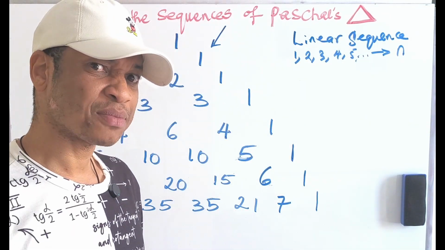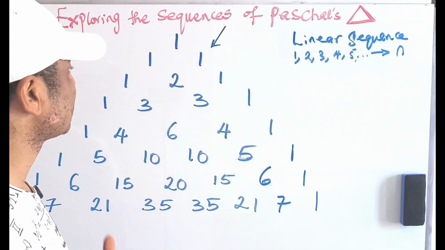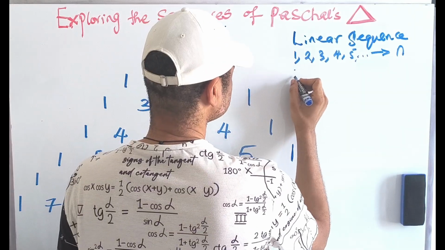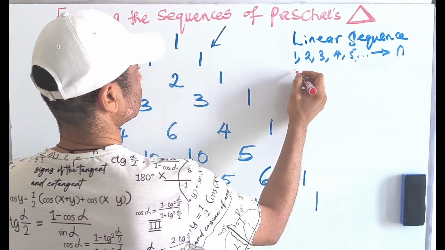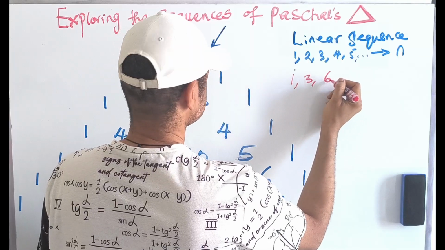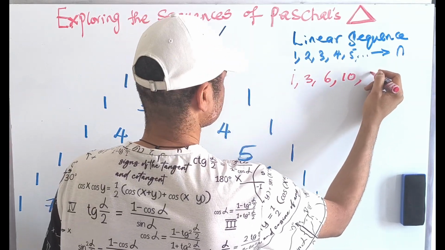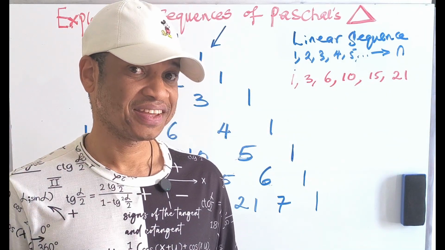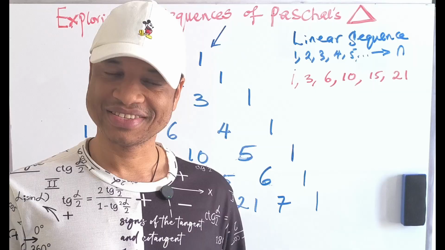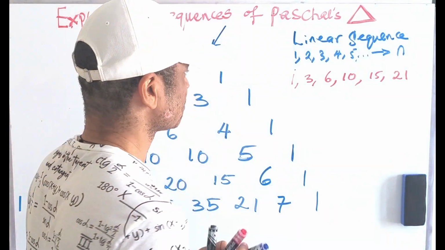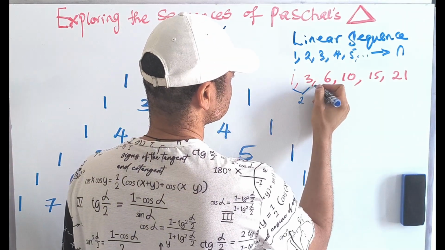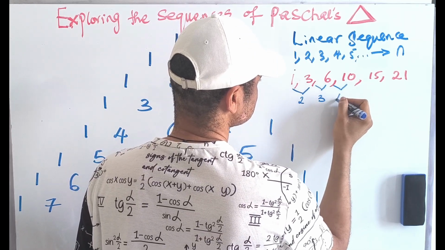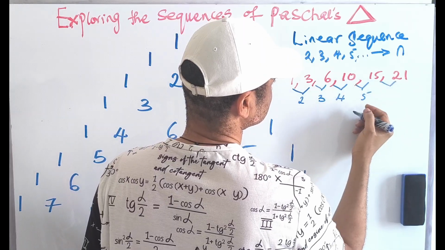Can you find another type of sequence here? Yes, we can find another type. When you look at this, so this is a 1. So if I take this, so 1, 3, 6, 10, 15, 21. What do you think is the nth term for this sequence? Let me give you an idea. All right, so the difference is 2. Difference here is 3. Difference here is 4, 5, 6.